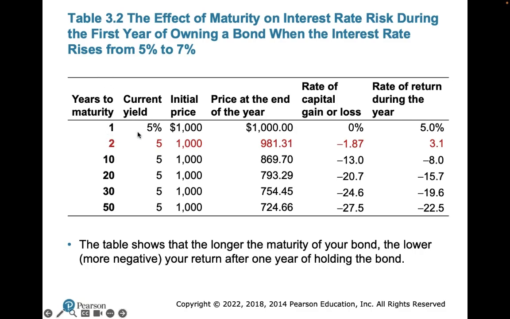So for the years of maturity, this is 1 year at 5%, and the price at the end of the year is still 1,000. Then the current yield, 10 years, 20 years, 15 years. If this is for 5%, and it's going to be 2 years, see it's reducing. The longer the maturity, the smaller the yield at the end of the year. 50 years is already way less than the earlier years. This is how it's reducing. Initially there was no loss, and over time the loss increases.